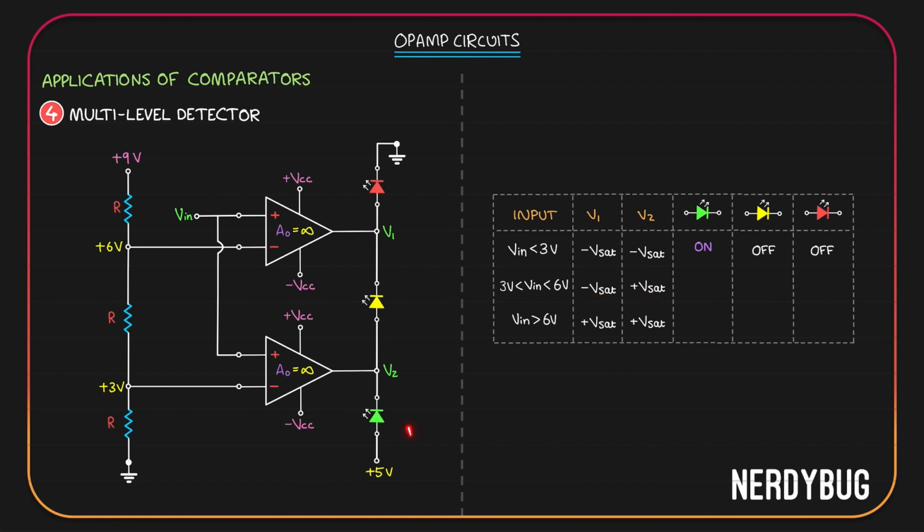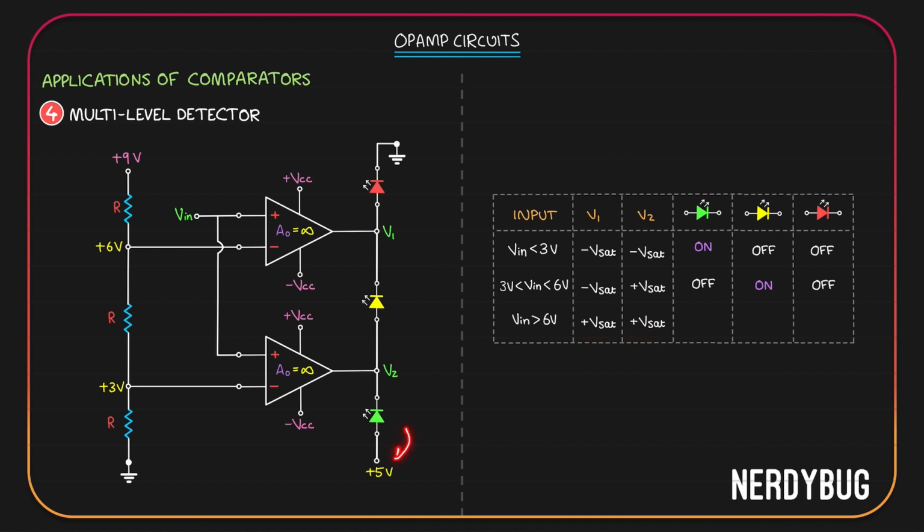In the second case, V1 is negative Vsat, V2 is positive Vsat. Green LED will have plus 5 on the P side, plus Vsat on the N side. Plus Vsat is plus 9 volt, so it will be off. Yellow one will have plus Vsat on the P side, minus Vsat on the N side. It will be on. Red one will have minus Vsat here and 0 here. It will be off.